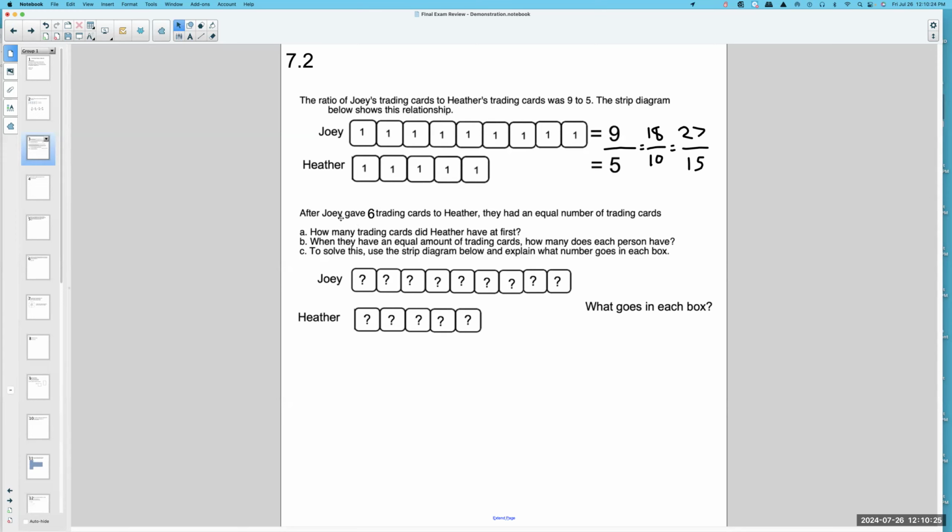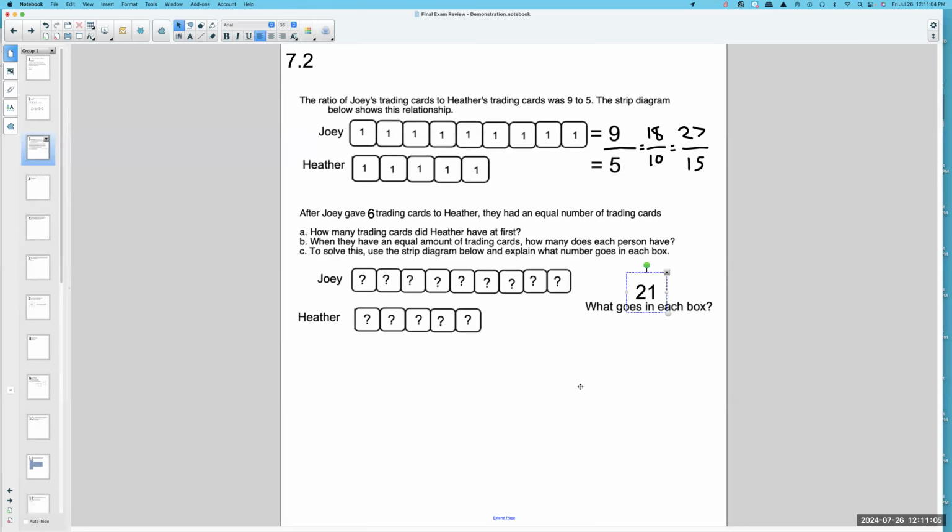So one thing I know is after Joey gives 6 of his to Heather, they have the same amount. So look for one of these that if I take 6 away from Joey and give it to Heather, I get the same amount. So if Joey gives away 6 of his 9, he's got 3, Heather gets them, she's got 11. Nope, that's not it. If Joey gives 6 of his 18, that's 12, she's got 16 now. Nope, that's not it. If Joey gives 6 of his 27, he's got 21. Heather gets his 6, and now she's got 21. There we go. So we actually know part B right now.